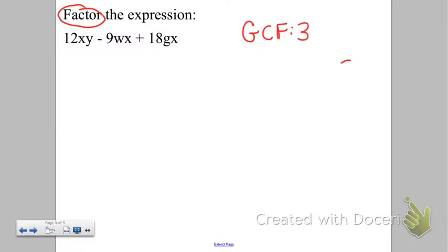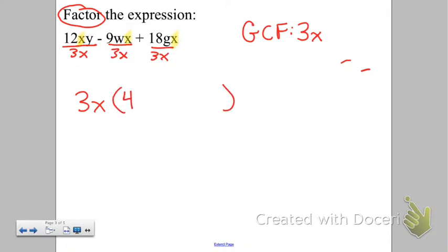Then I also look at the variables. I notice that each term has an x in it. So my GCF would be 3x. So I have 3x, and I'm going to divide every single term by 3x. 12 divided by 3 is 4. These x's just cancel out, and I'm left with 4y.